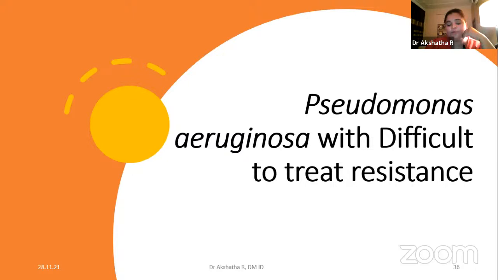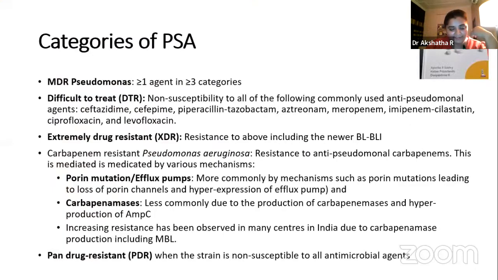Next topic is Pseudomonas aeruginosa with difficult-to-treat resistance. So the various categories of Pseudomonas aeruginosa. There is MDR Pseudomonas, implying resistance to more than one agent in at least 3 categories. Then we have difficult-to-treat Pseudomonas. By definition, it means non-susceptibility to all of the following commonly used anti-pseudomonal agents, that is your ceftazidime, cefepime, piptaz, aztreonam, meropenem, your carbapenems as well, and your fluoroquinolone. Extremely drug resistant is resistance to all of this, including your newer BL/BLI.